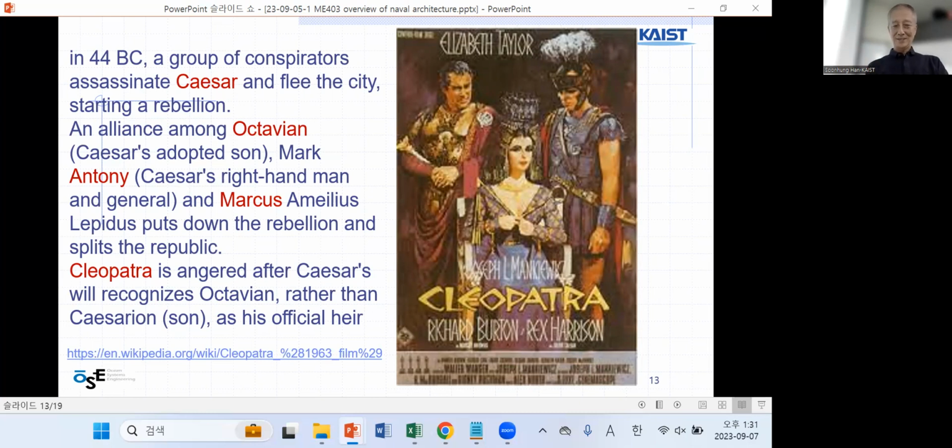Cleopatra, Richard Burton, and what is this? I cannot remember her name. Does anybody remember the actress name? The famous actress who played Cleopatra? It should be written somewhere. Elizabeth Taylor is at the top, right? Elizabeth Taylor. That is the name of the actress.